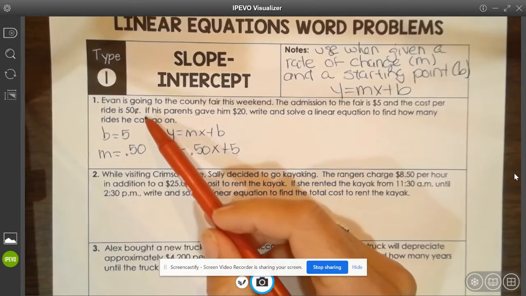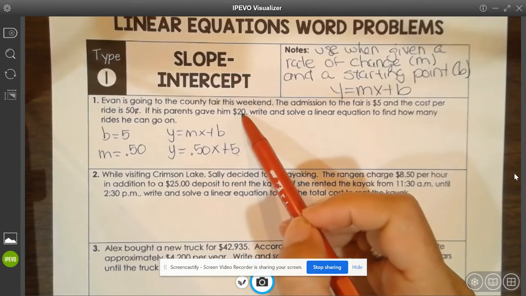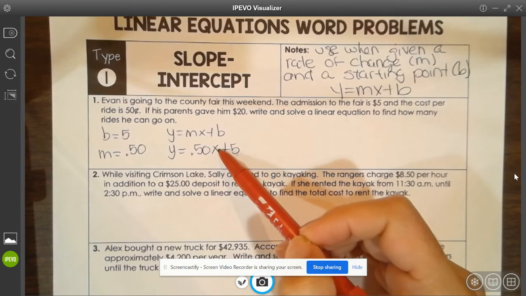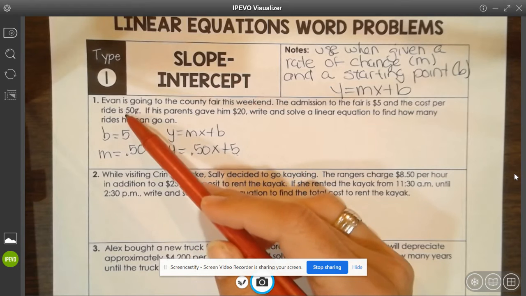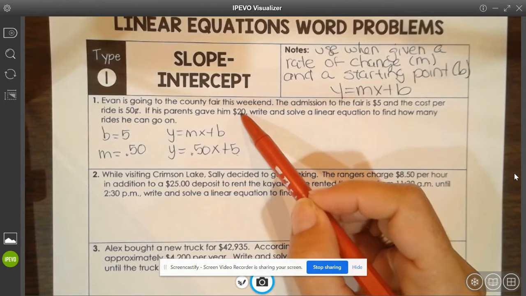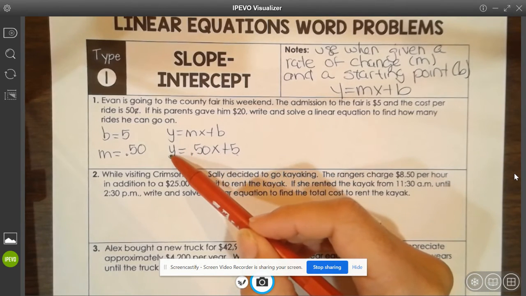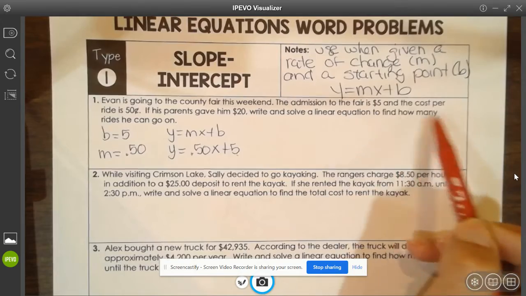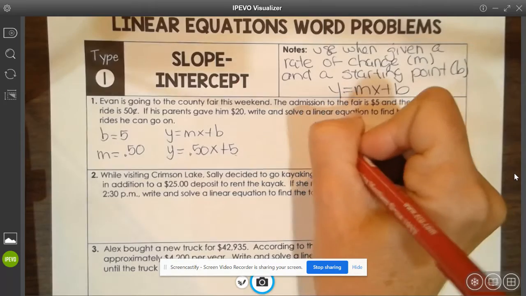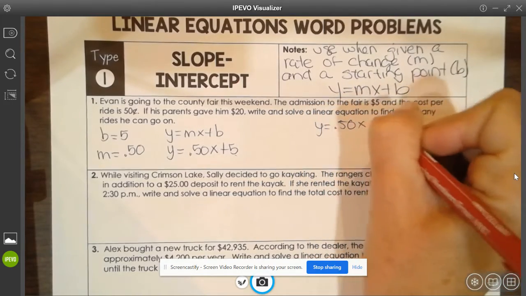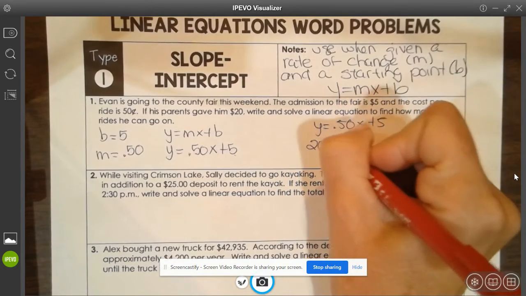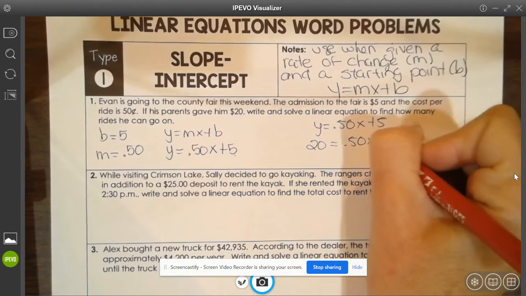Now, the next portion says, if his parents gave him $20, they give him a total of $20. X represents the number of rides because it says per ride is 50 cents. So X represents numbers of rides. Now, they give him $20, so we're going to put $20 here for the total cost, and find out how many rides he can go on. All right. So we have y equals 0.50 times x plus 5. And then we have $20 here, the total cost. So let's put it here for y and solve for x.